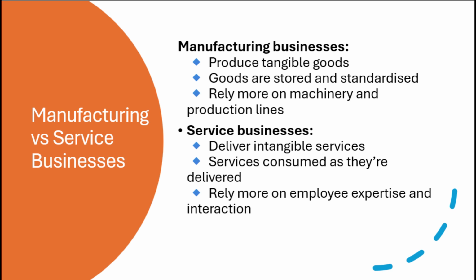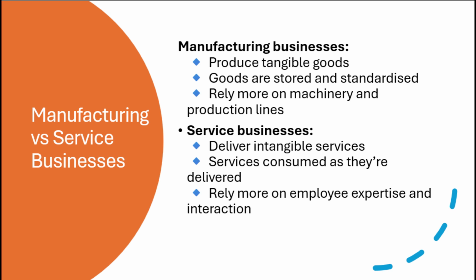Part 4. Operations in manufacturing vs service businesses. Operations looks a little different depending on the type of business. So let's look at the difference between manufacturing and service businesses. A manufacturing business produces tangible goods, things you can see and touch. These goods are usually produced in advance, stored in inventory, and delivered to the customer later. For example, a car manufacturer or a furniture company. A service business, on the other hand, provides intangible outputs, like experiences or expertise. These are usually produced and consumed at the same time. Think of a hairdresser, an accountant, or a fitness instructor.